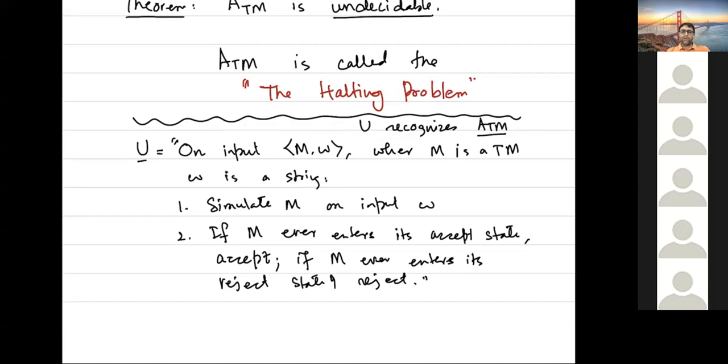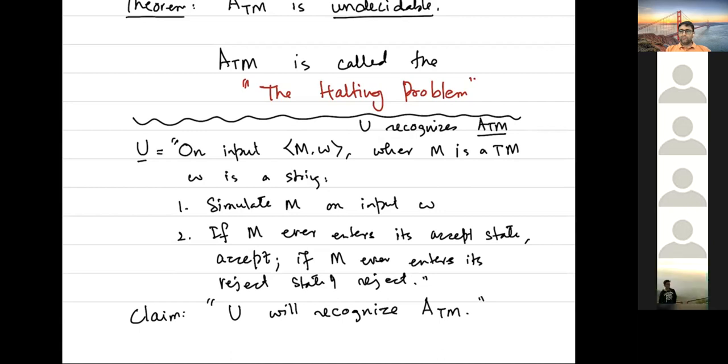Is this unclear? Do you think that this U will recognize this ATM or not? So my claim is that U will recognize ATM. Is this claim correct or incorrect? Yes, anyone? Sir, I think it's correct. Correct. So why is it recognized and why is it not decided? So what if the input is too large and the machine enters a loop and it never produces an answer?